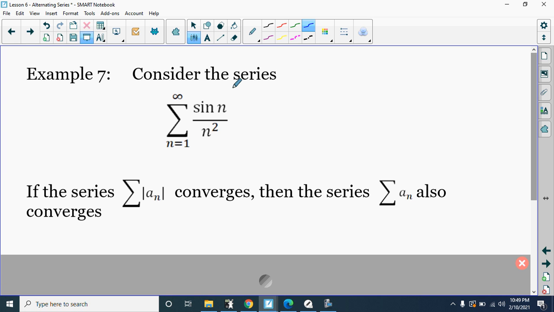So going back to this example, if I take the absolute value of this, now they're all positive. So I've got numbers, all those numbers are less than 1 over n squared. This is a p series. p is 2. Therefore, it converges. So if they're all positive and it converges, even if some of them are negative, it still converges.